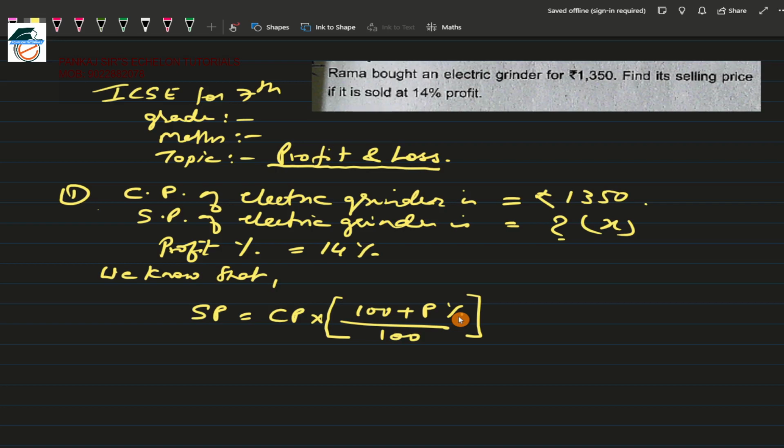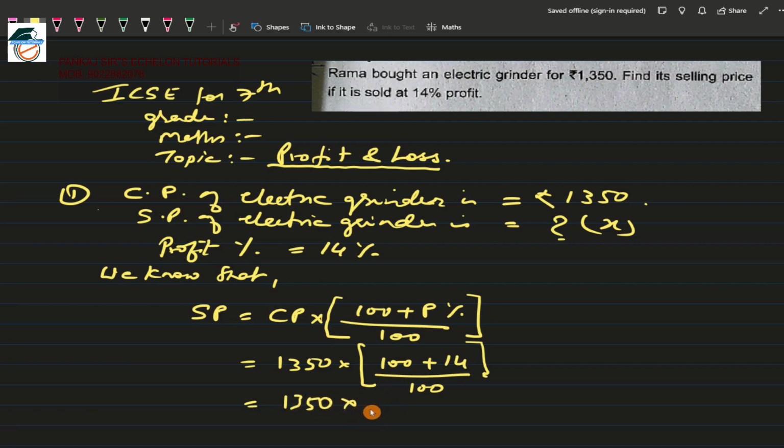So let us now substitute the values. The cost price given to you is 1350. So I'll write here 1350 into 100 plus profit percent, which is given to you as 14%, so I'll write 14 over here, divided by 100. Now this will work out to 1350 into 100 plus 14, which is 114, divided by 100. If you work this out, this 0 and this 0 get cut. Now 135 into 114, let us work this out.